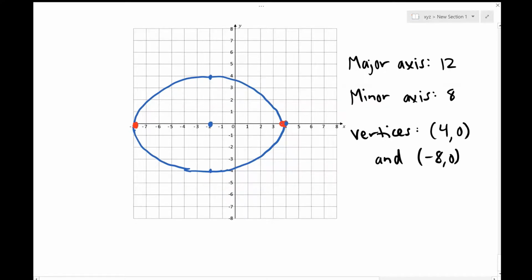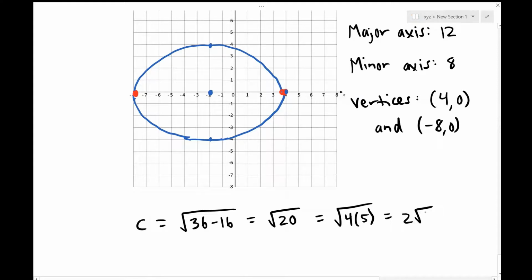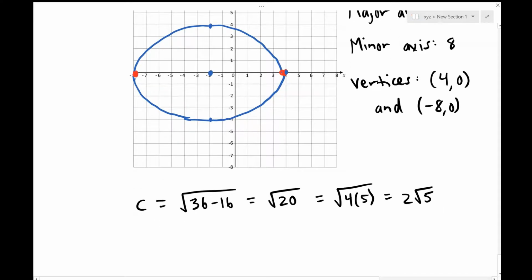And next we want to identify the coordinates of the foci. So again, we take c to be the square root of the difference of the denominators of the original equation. So I want to make sure I'm doing 36 minus 16 this time, which gives me the square root of 20. And so we don't want to leave our answer like this. We need to reduce this radical. So remember that 20 we can split up into 4 times 5. So that can be reduced to 2 times radical 5.